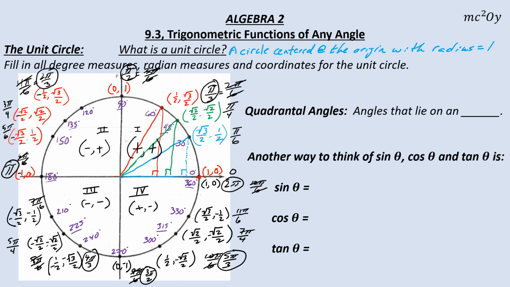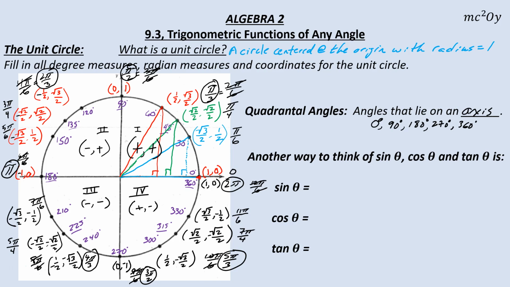A few definitions. Quadrantal angles are angles that lie on an axis. So for instance, in degree form, that would be our 0 degrees, our 90 degrees, our 180, our 270, and our 360.